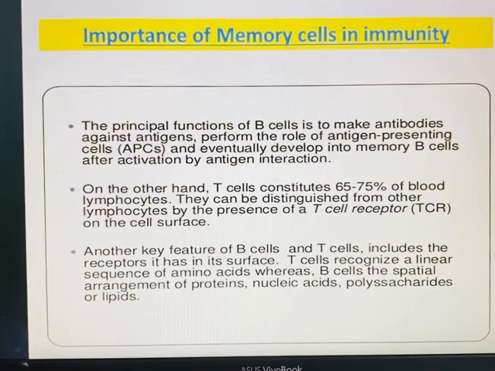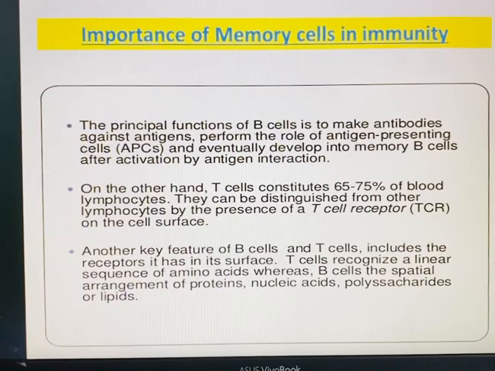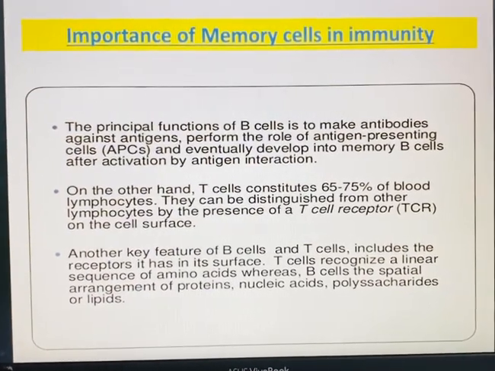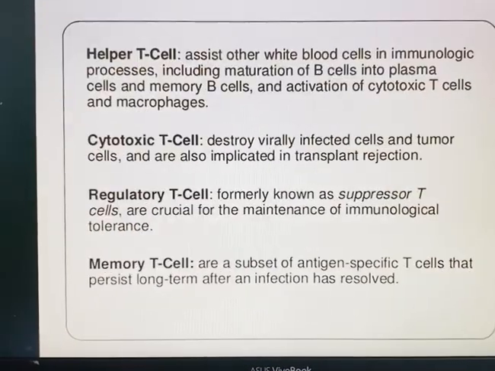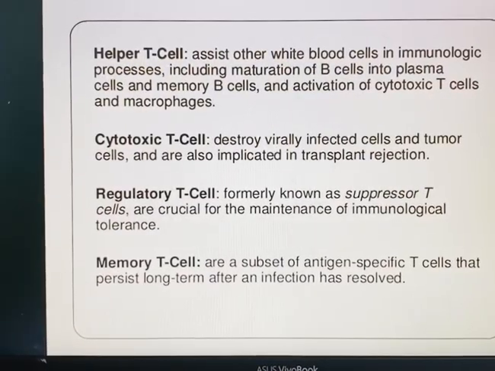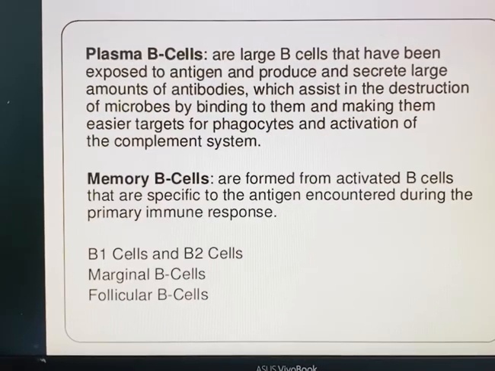Another key feature of B cells and T cells includes the receptors on their surface. T cells recognize a linear sequence of amino acids, whereas B cells recognize the spatial arrangement of proteins, nucleic acids, polysaccharides or lipids. There are some functions of some cells. Have a look and take a screenshot. Plasma B cells and memory B cells, as I already told. Have a look.